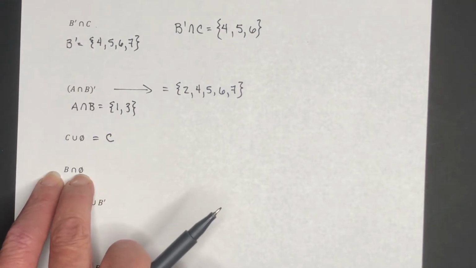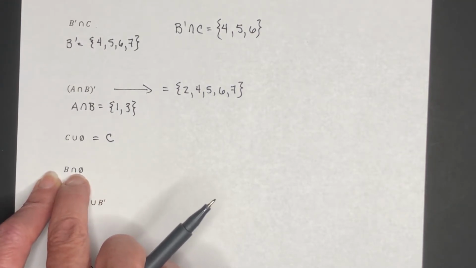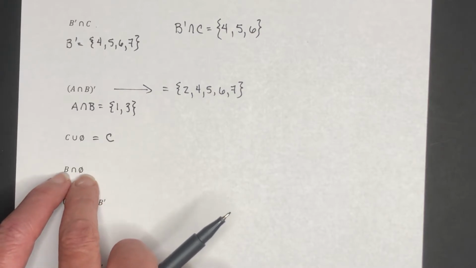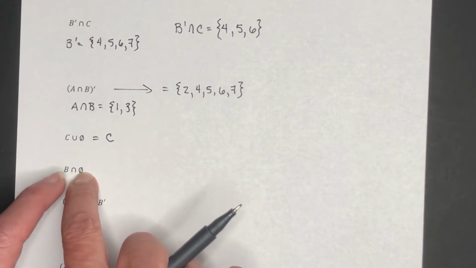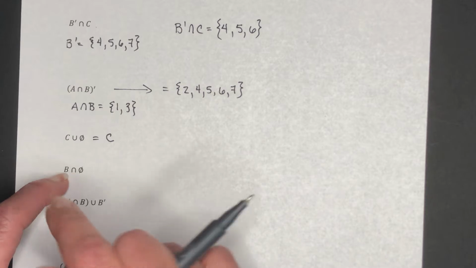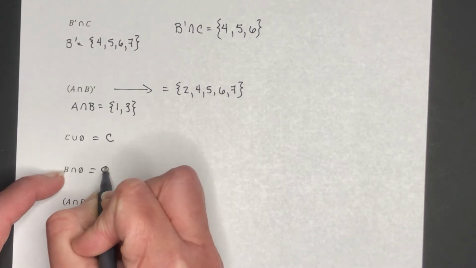Likewise here we have the empty set again, but it is intersection. So what do the set B and the empty set have in common? Well, there's nothing in here to be in common with B, so this is the empty set.